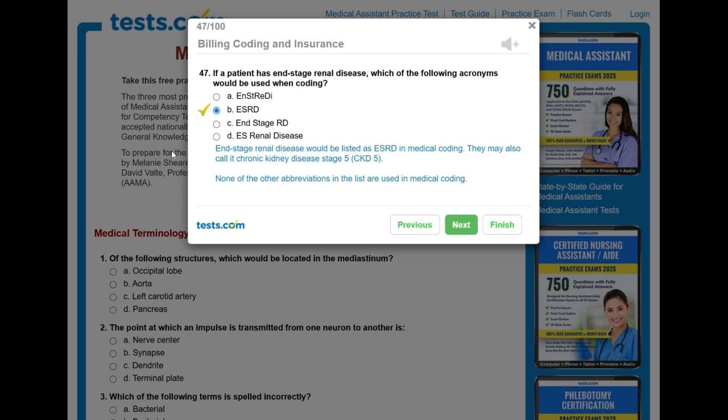B. ESRD. End-stage renal disease would be listed as ESRD in medical coding. They may also call it chronic kidney disease stage 5, CKD 5. None of the other abbreviations in the list are used in medical coding.